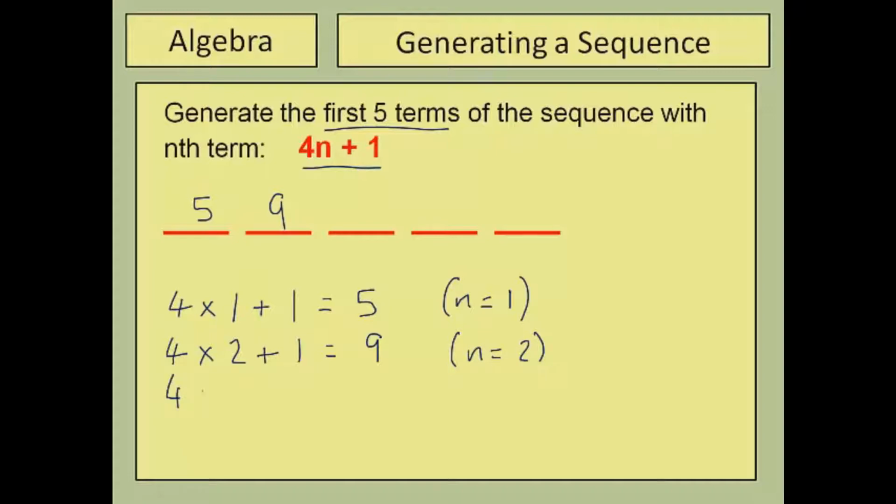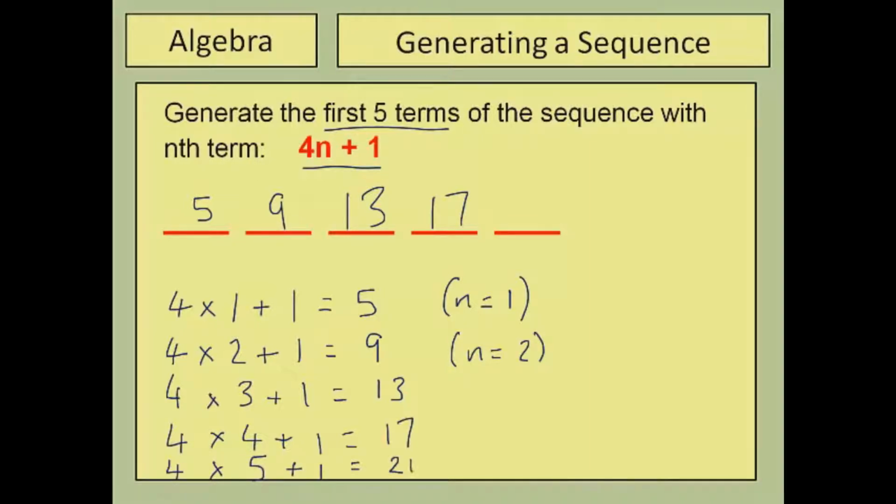And you continue this process on. 4 times 3 plus 1 for the third term gives you 13, and then 4 times 4 plus 1 gives you 17 for the fourth term, and for the final term you've got 4 times 5 plus 1, which equals 21. So the first 5 terms of this sequence are 5, 9, 13, 17, and 21.